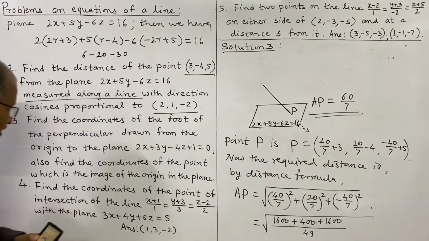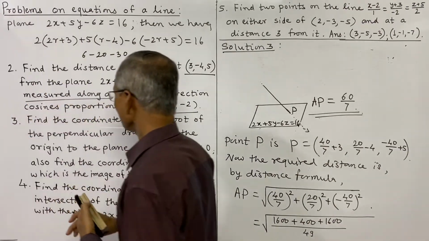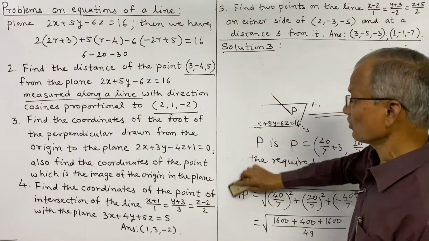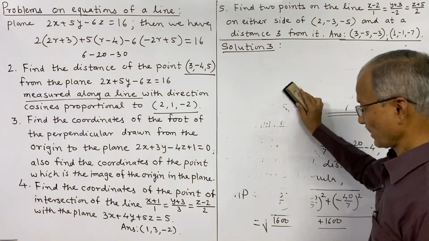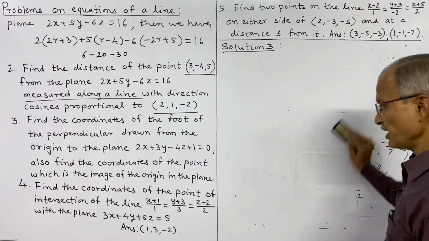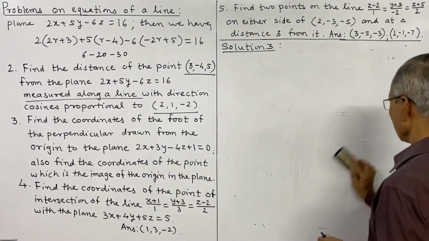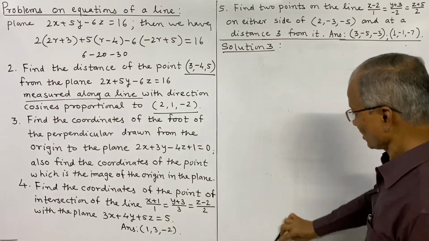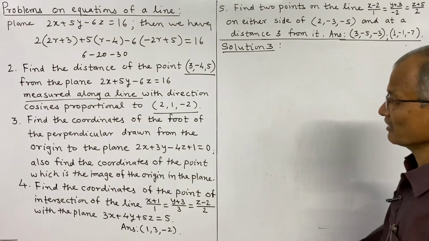Now what is the third problem? Find the coordinates of the foot of the perpendicular drawn from the origin to the plane. Also find the coordinates of the point which is the image of the origin in the plane. So we shall draw the figure here again.